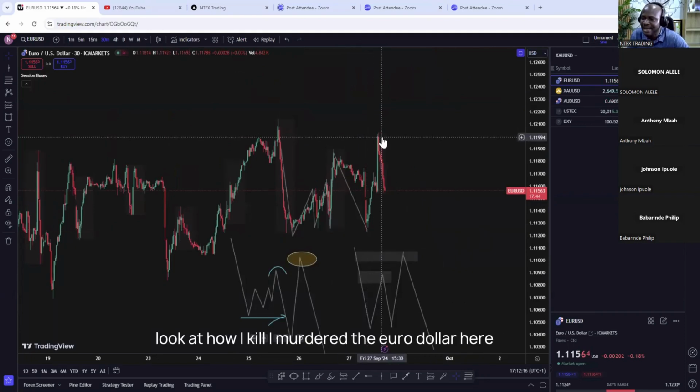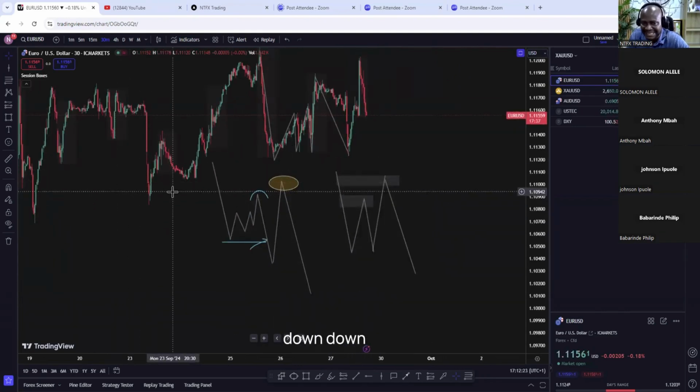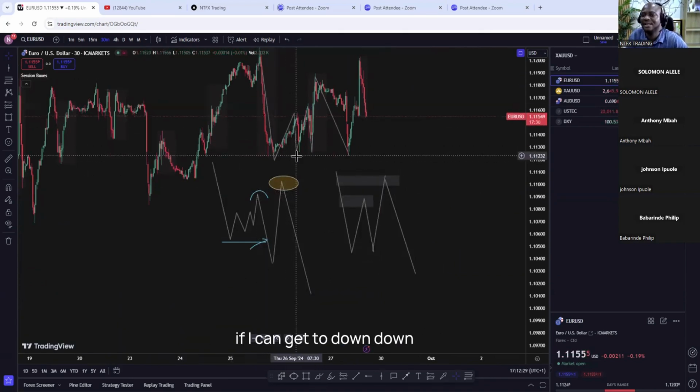Look at how I killed and murdered the euro dollar here. I murdered it. But when it gets down here, I know it's coming down. But today is Friday, unfortunately, so I have to close anywhere I get to. If I can get to down here, correct.